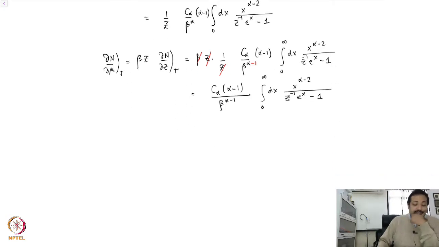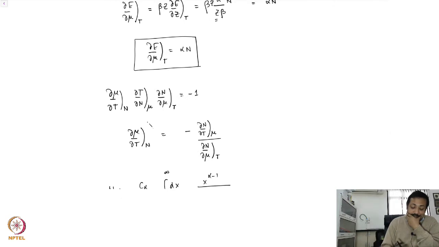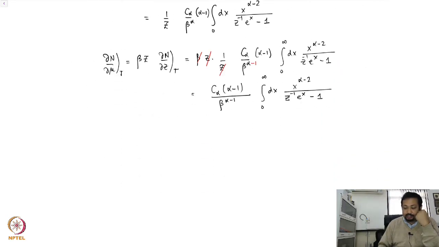Now I have to evaluate this derivative. If you recall, we originally started off with this derivative, and this is the derivative that I have to evaluate at Tc. So which means I can replace z equal to 1 since I am evaluating this very close to Tc, so that (∂n/∂μ)_t at t = Tc is C_α (α-1).